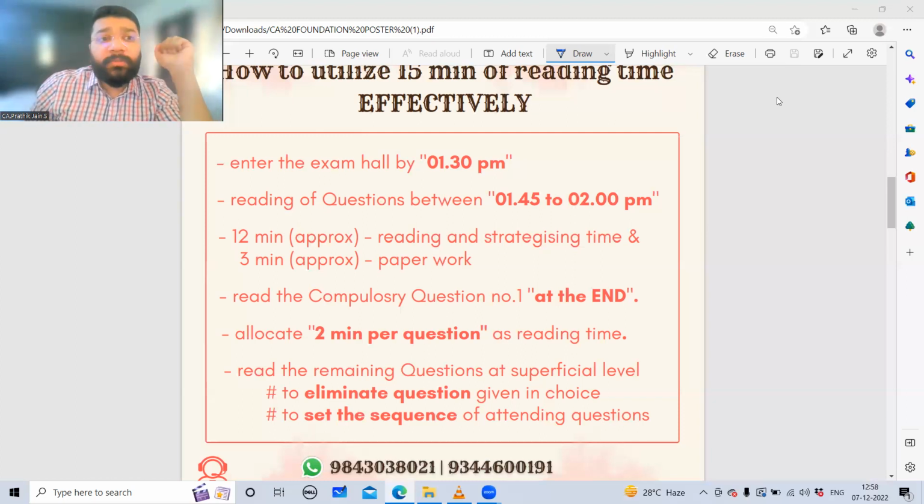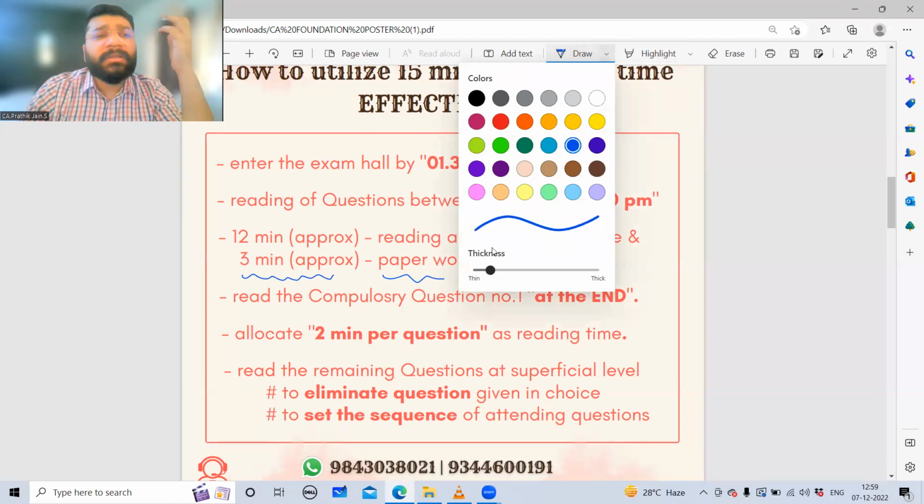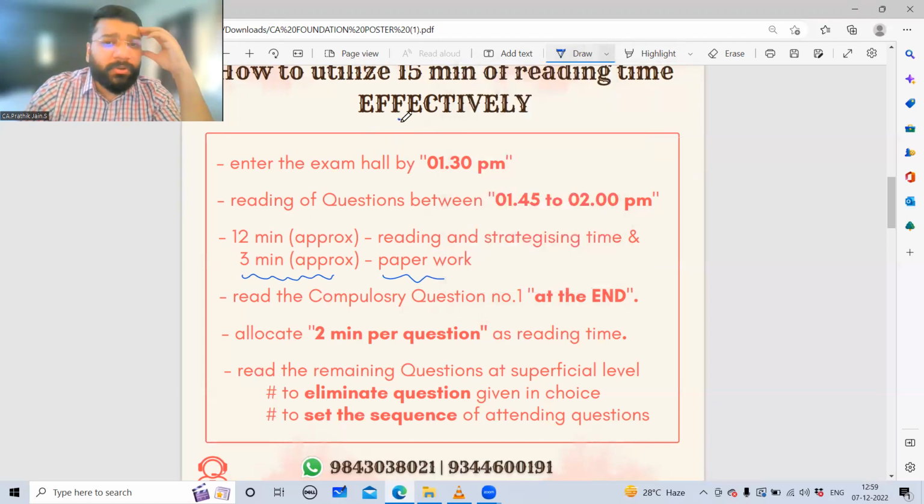Secondly, you will be getting your answer scripts at that particular time slot, and you might have to spend some time filling the first sheet of your answer script by mentioning your roll numbers, subjects, etc. So approximately 3 minutes, you might lose for the paperwork. So effectively, you might have 12 minutes in hand to read and strategize the question paper in a way that you don't mess up.